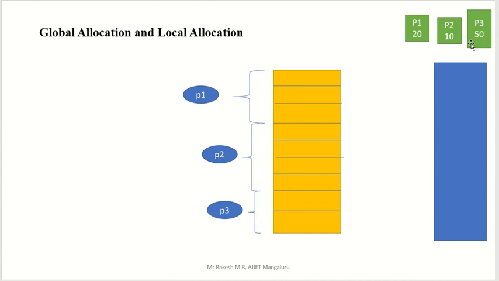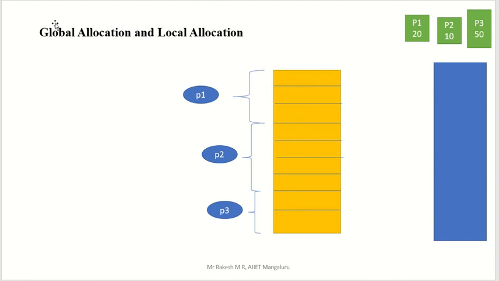So in total, how many pages are required by these three processes? 20 plus 10 is 30, 30 plus 50 is 80. 80 frames are required by these three processes. Now, in the main memory, the user space is divided into small blocks called frames. The operating system space is also there, but it is not shown here.